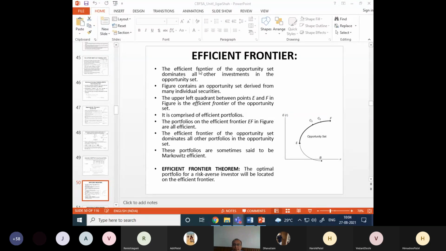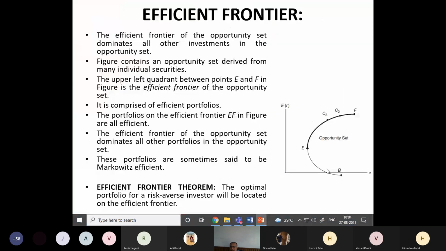Let me complete this efficient frontier that we discussed last time. Hopefully you have gone through this and got your concept clear. We have seen that there is an opportunity set, defined by this curve and all points inside it. These are all feasible points, meaning possible investment portfolios. Out of those, not all are efficient.